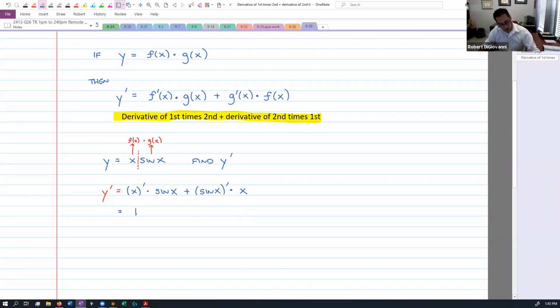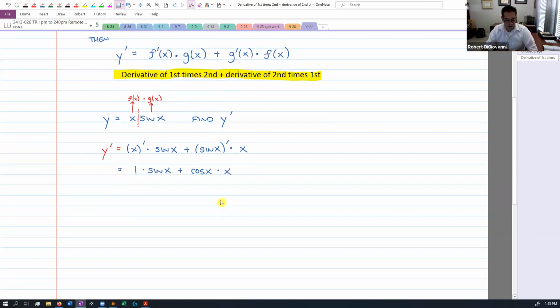The derivative of x is 1 times sine x, and then plus the derivative of sine x, which is cosine x, times x. Now, 1 times sine x is just sine x, so I'm just going to write sine x there. And then this is a little tricky, be careful. You cannot put these x's together. This x is trapped in the cosine, and this x cannot just go join it. So the proper way to write this without there being any confusion is to put the x out to the front. And that way everyone knows it's x times cosine x. And that's it. You're done.